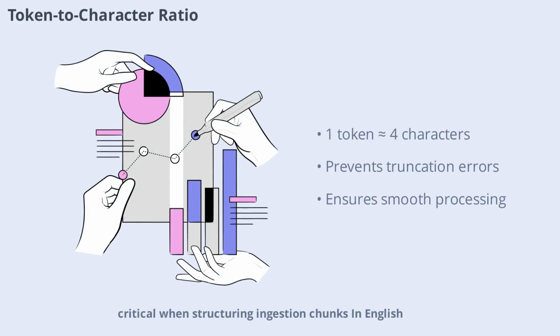Understanding the token-to-character ratio is critical when structuring ingestion chunks. In English, one token is roughly 4 characters or 0.75 words. Embedding models enforce token limits while text slicers use character counts. For example, if a model has a 512-token limit, splitting text at 2048 characters helps avoid truncation errors, ensuring smooth processing and accurate embedding.